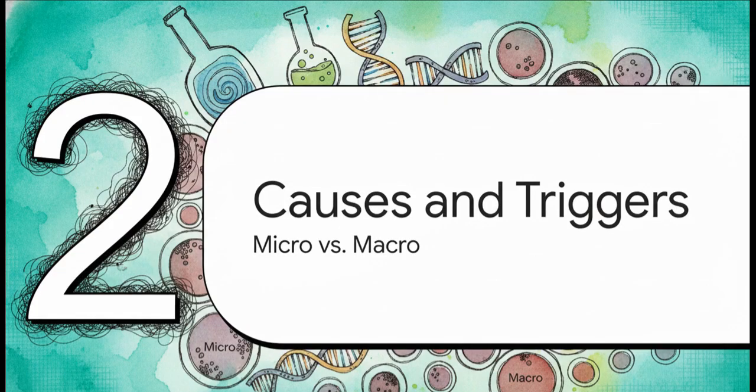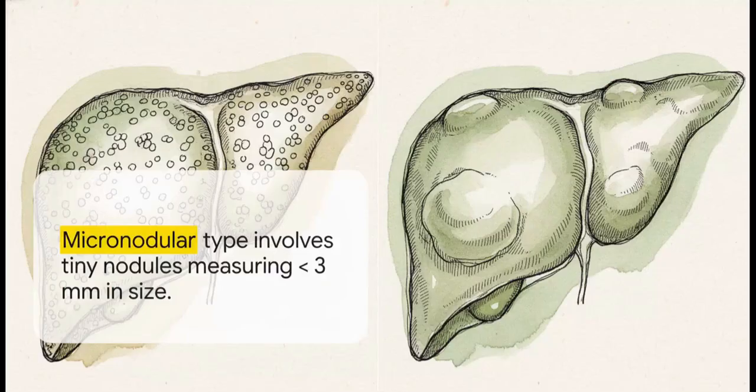Moving right along to Section 2, the causes and triggers, looking at micro versus macro. To really wrap our heads around what triggers all this scarring, we first have to classify the physical damage by size. It's pretty straightforward, actually, splitting into two distinct camps. You've got the micronodular type, where the nodules are tiny, specifically under 3 millimeters. And then there's the macronodular type, where those nodules are larger than 3 millimeters across.